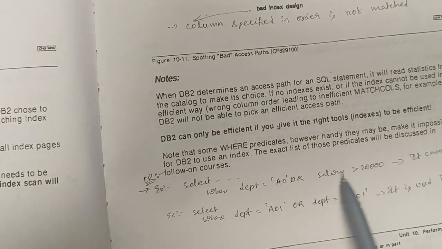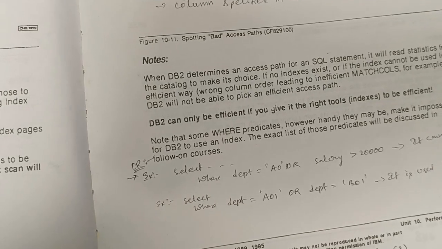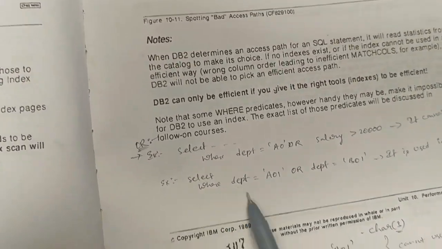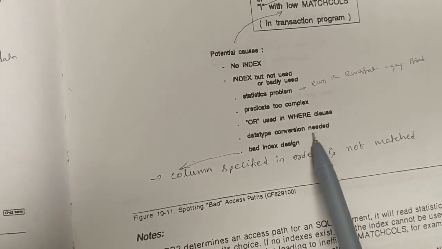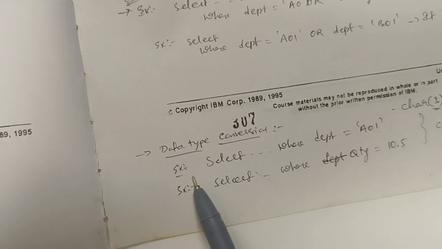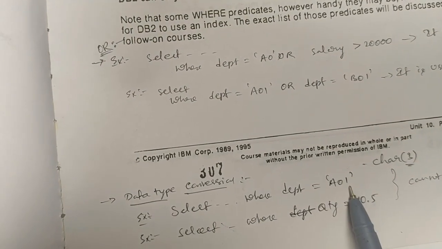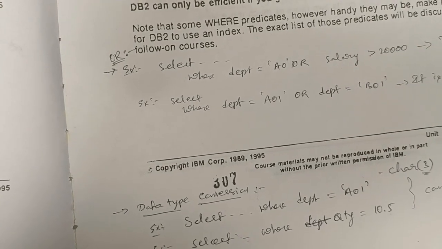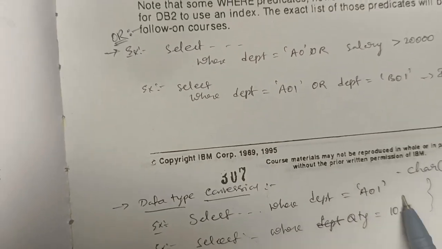And these are some sample queries I have given, where the index cannot be used here. These are data types. Data type conversion is needed here. What is data type conversion? See, select weight A01 char 3 and select weight quantity equal to cannot use the index here. These are data type conversions needed here.